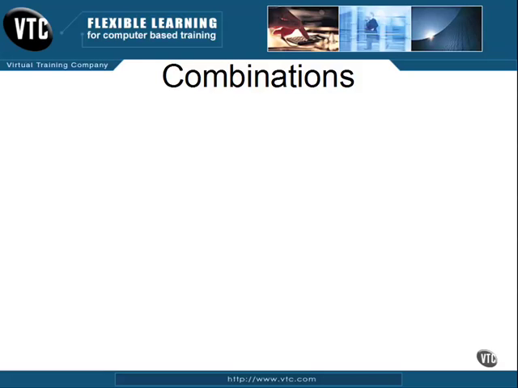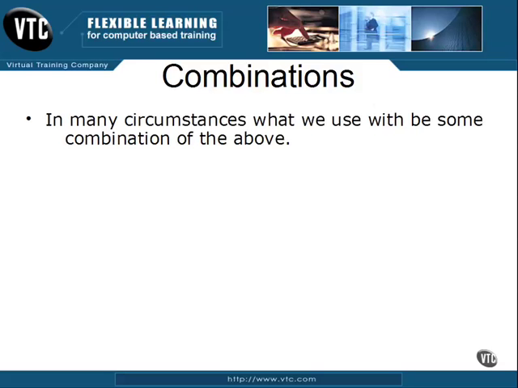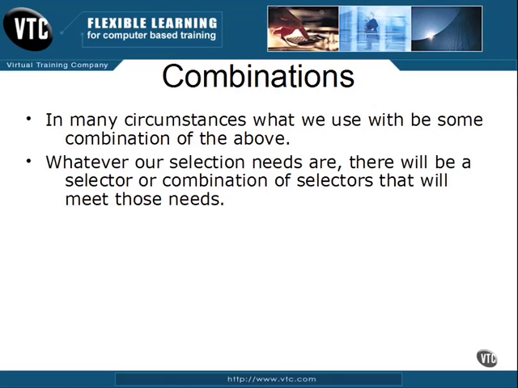In this movie, I talk a little bit more about using our selectors together to select specific items. In many real-world situations, we will use a combination of selectors to target the specific elements that we need and want to target. So it is quite possible and normal to use an ID selector with a class selector to narrow the objects to be targeted, and then use type selectors to control those objects. So whatever our selection needs are, there will be a selector or combination of selectors that will meet those needs.